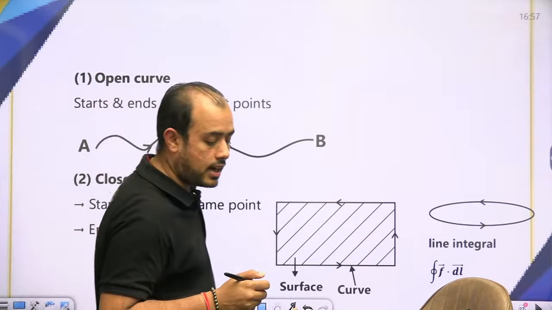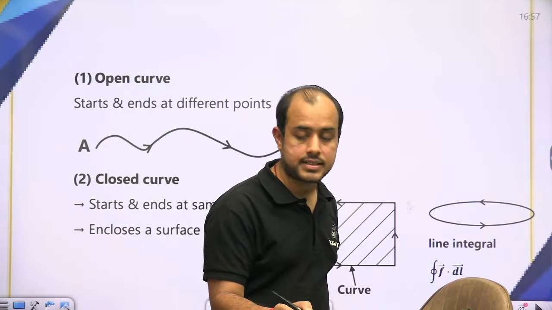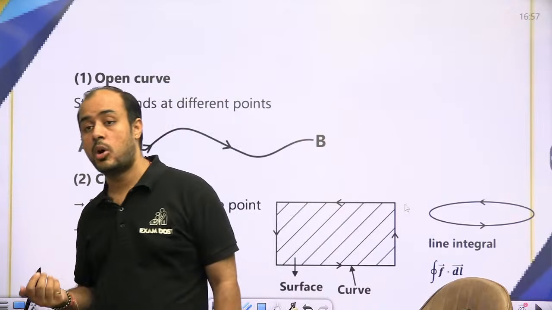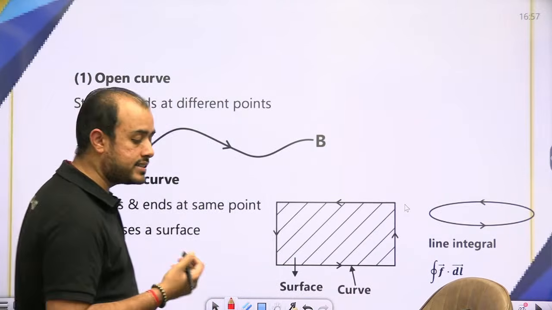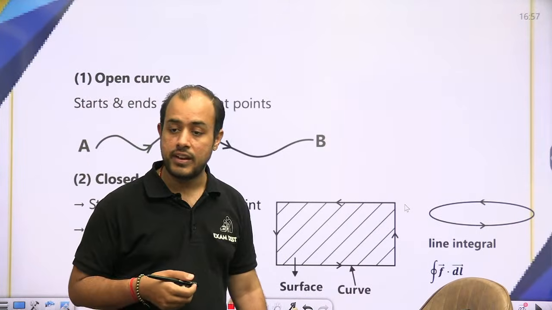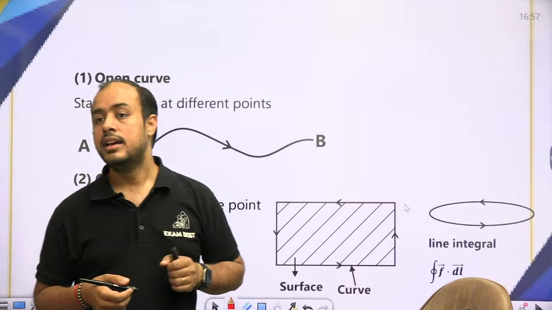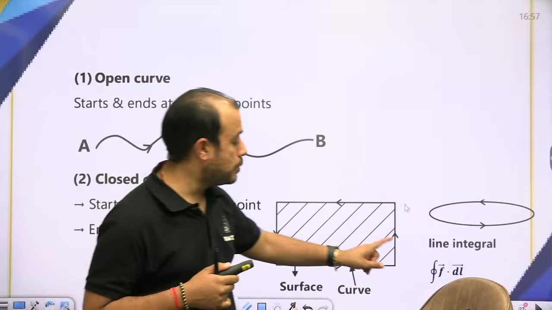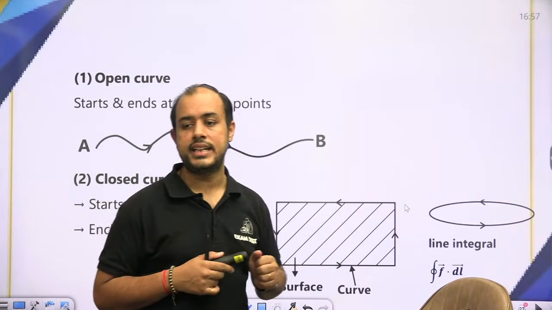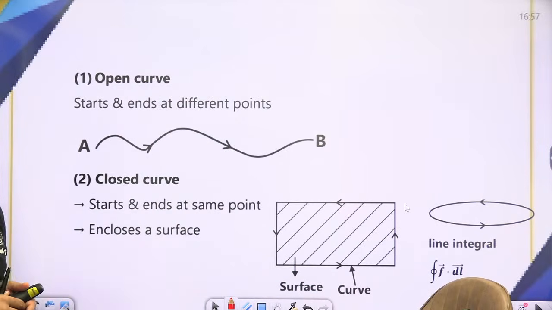So now what is the open curve, beta? Open curve is a curve which starts and ends at different points. What about a closed curve? It starts and ends at the same point. It will have a certain orientation like anti-clockwise. Now whenever you write a line integral on a closed curve, you place a circle on the integration sign to indicate that the curve is a closed curve.